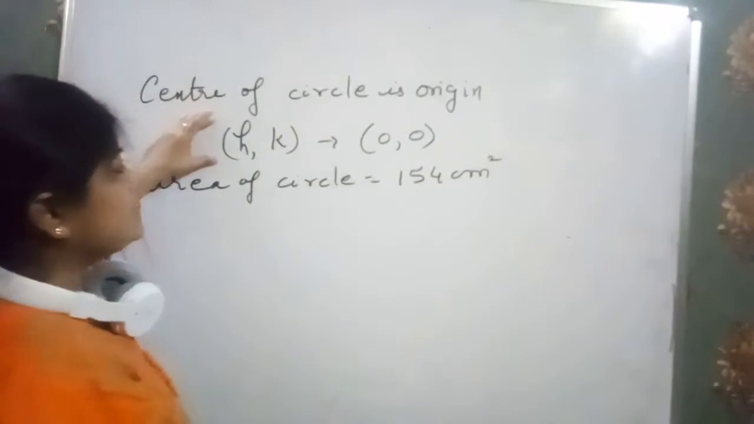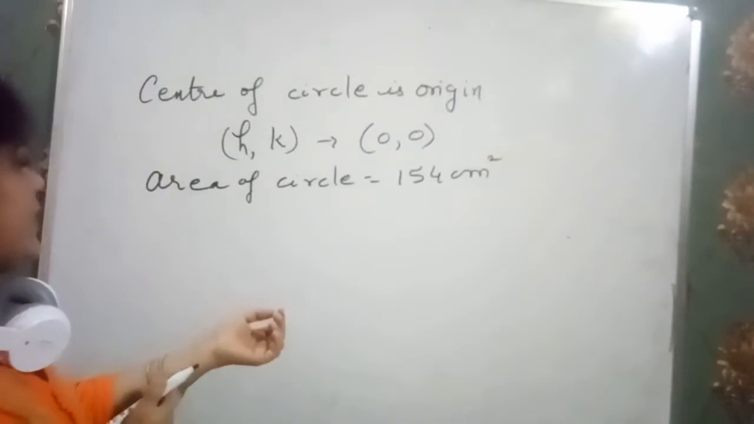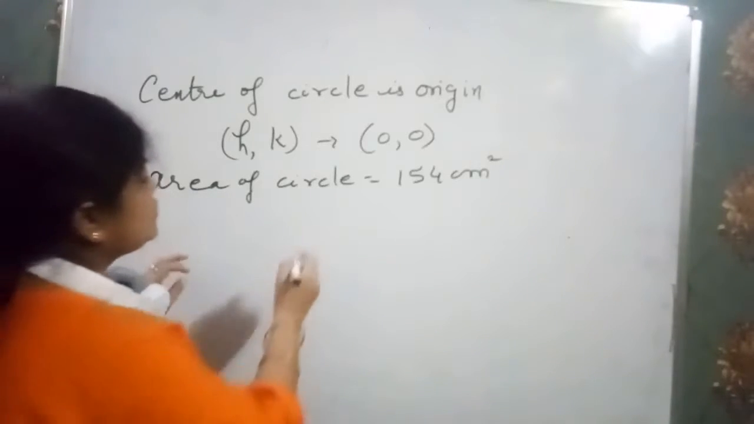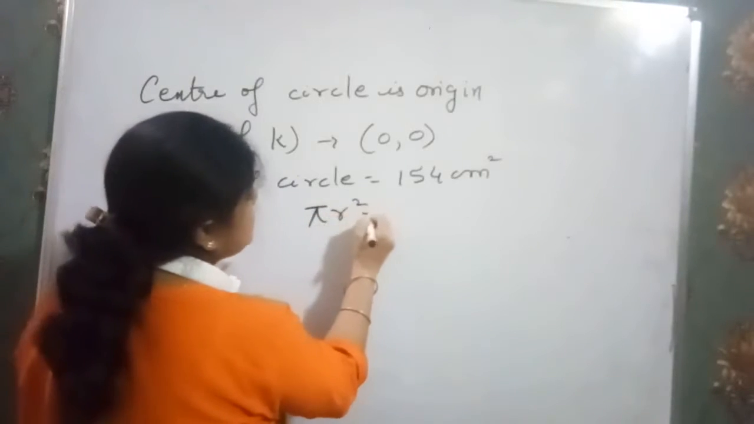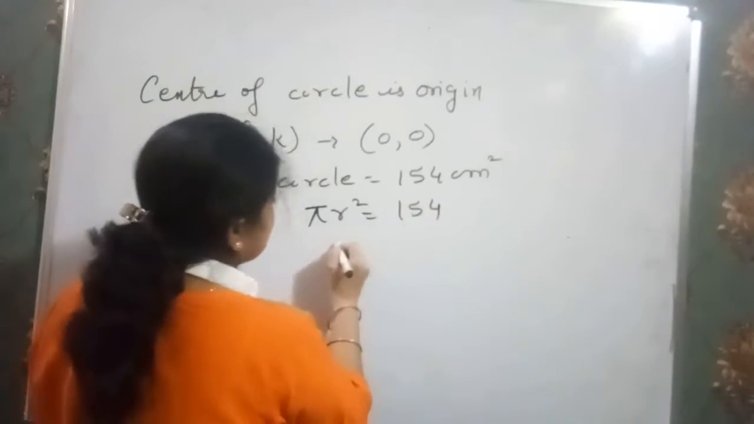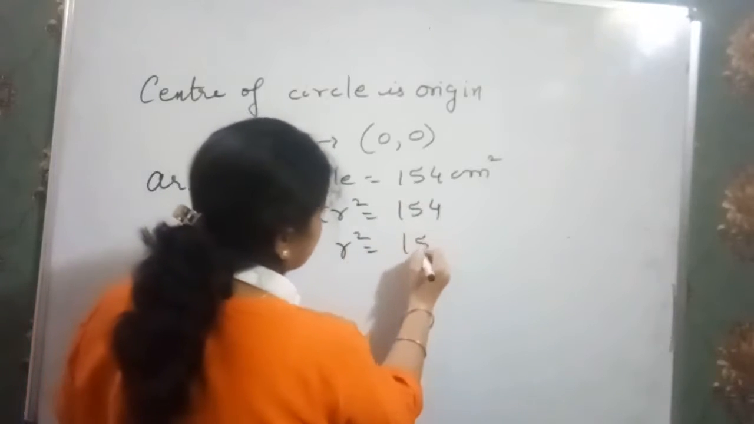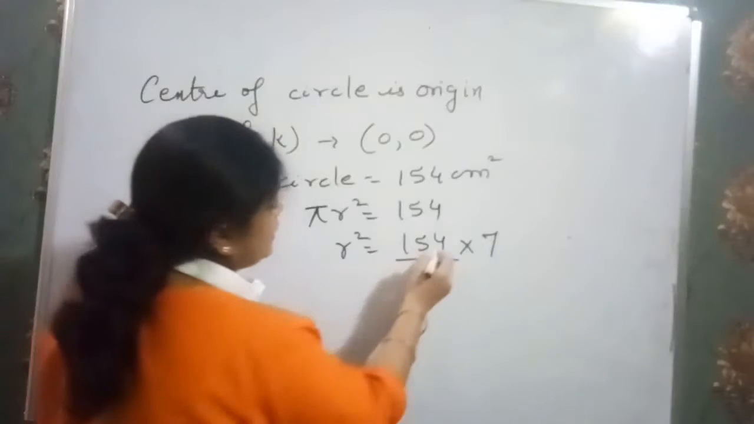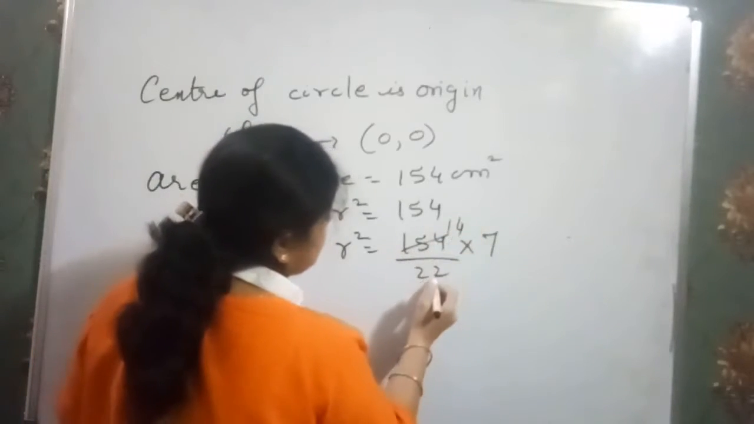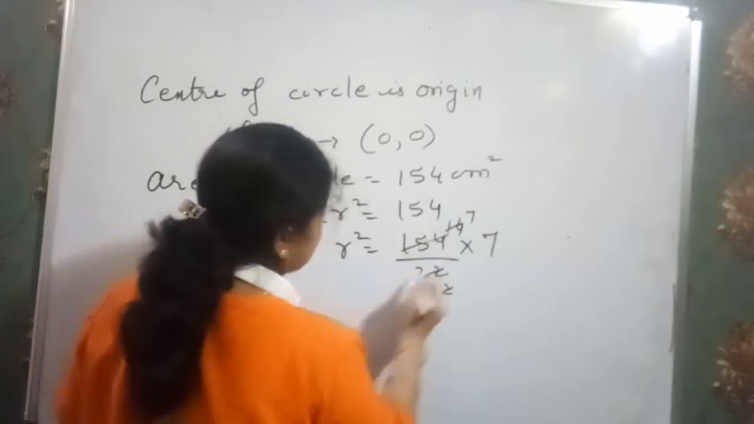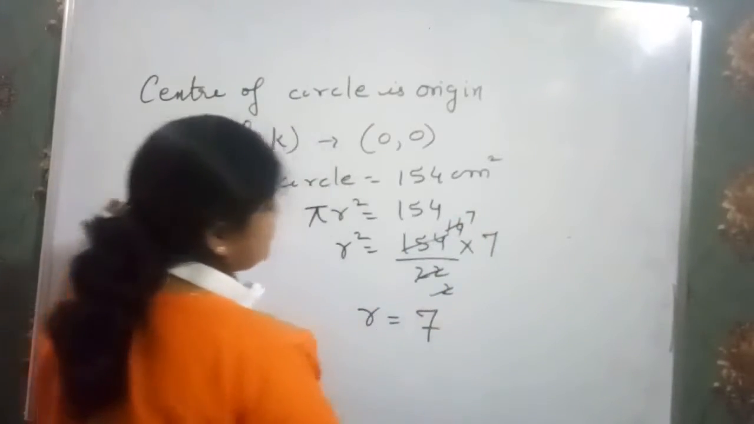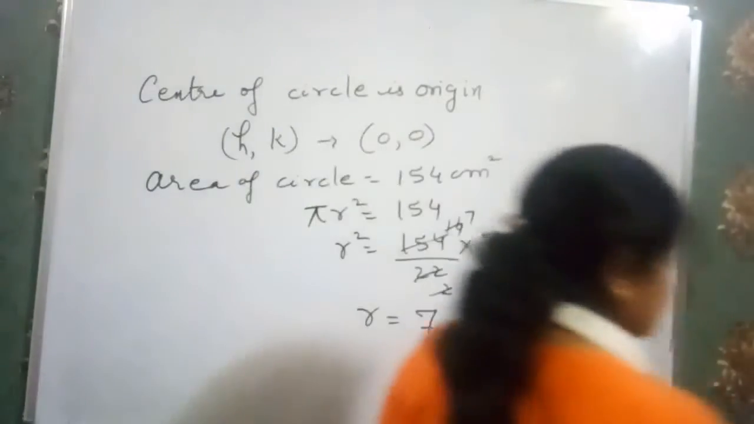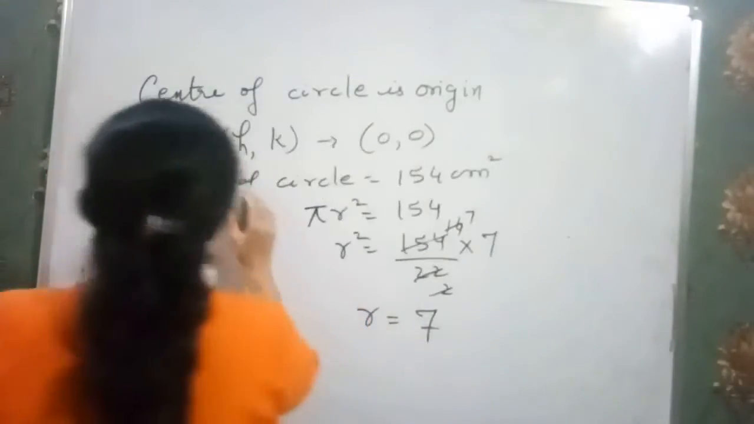Now we have the center and we have to find the radius in order to find the equation of the circle. We know the area of a circle is pi r square, that is 154. That means r square is equal to 154 over 22 into 7. Just cut it down: 11 ones are 11, 11 sevens are 77, 11 twos are 22 and 7. So we have radius as 7. Now I think you can easily find the equation of the circle.